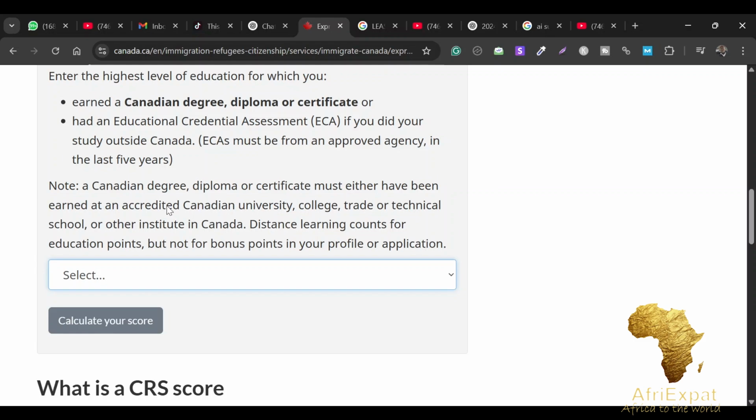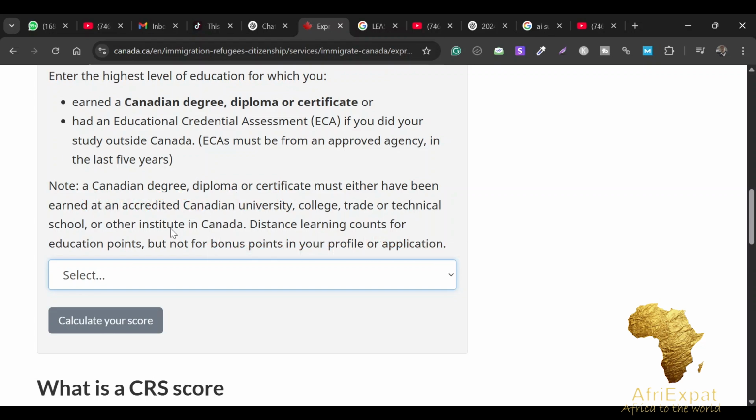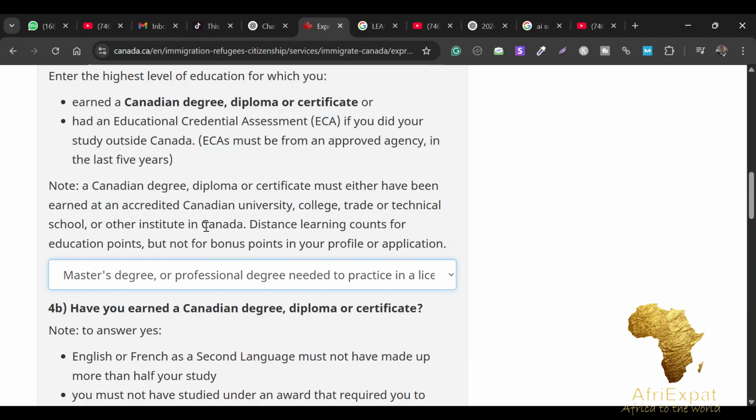Hope this makes sense. Okay, so the next on the line is your master's degree or professional degree needed to practice in a licensed profession. In this instance, if you have a master's degree, you choose this option. Or if you are a medical doctor, you choose this option because medical practice in Canada is a licensed profession. And if you have a PhD, you choose this as well. So let me choose this.